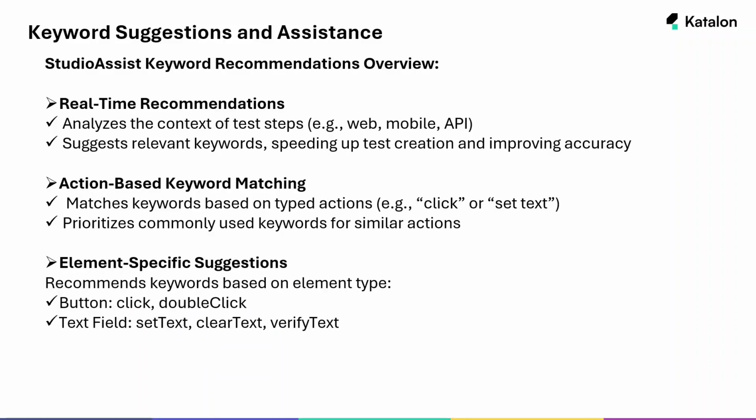Element specific suggestions. StudioAssist recommends keywords based on element type. For example, if you are using button in your plain language, then it recommends keywords like click, double click. And if you are using the element type as text field, then it recommends keywords such as set text, clear text, verify text.